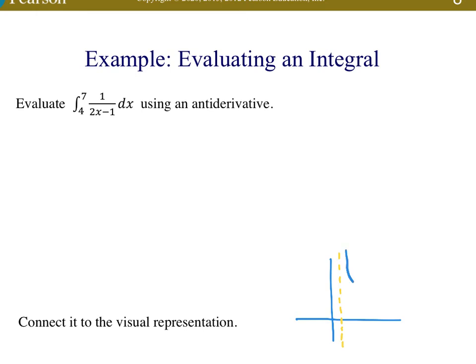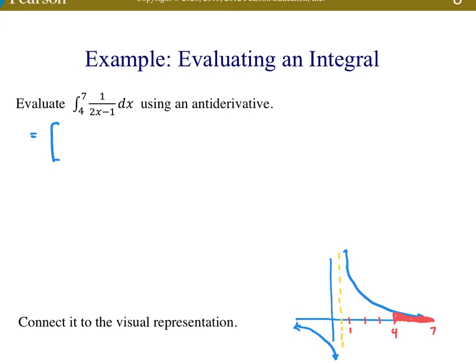Okay, so you have your hyperbola here, and then you've got the other branch of your hyperbola. And we're going from 4 to 7, so that's 1/2. So 1, 2, 3, 4, and then 5, 6, 7. So we're looking at this little teeny wedge of an area under that hyperbola. Okay, so let's do the antiderivative.